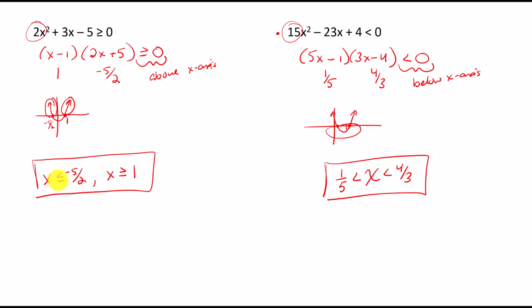Now, here we included the or equal to because it was included here. So when we look at this, this says where is this above the x-axis? And this one includes the x-intercepts. Whereas this one says, where is it below the x-axis? And because it doesn't have an or equal to, it's not including the x-intercepts. So even though I don't always write this includes the x-intercepts, you have to keep the or equal to if it's there.